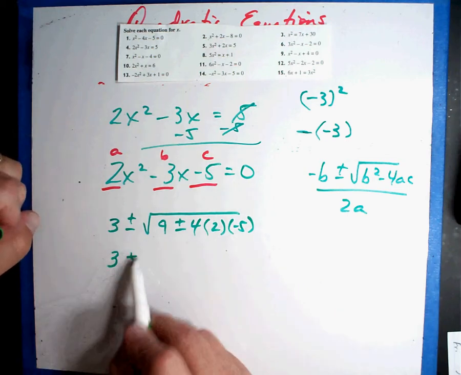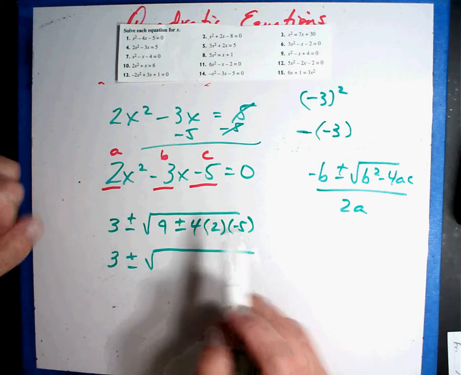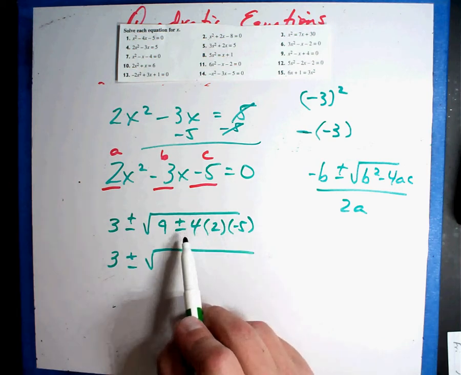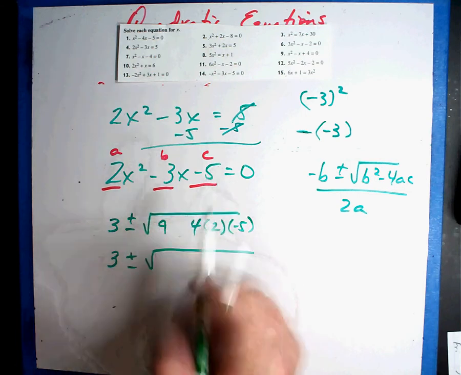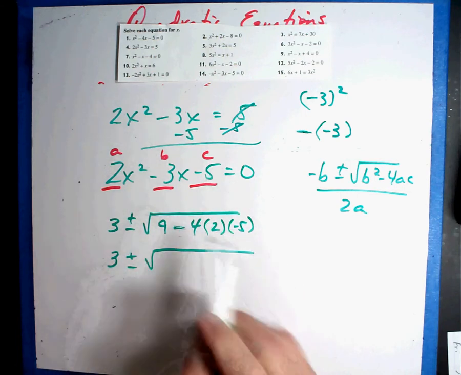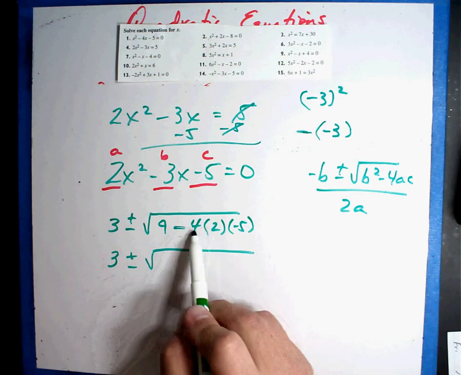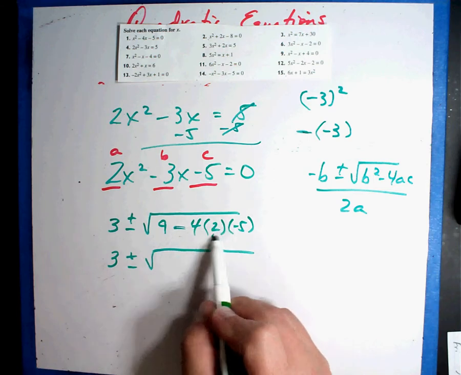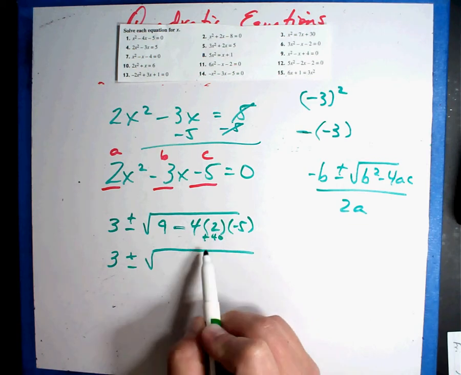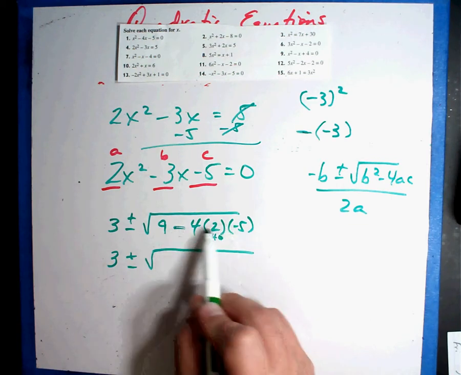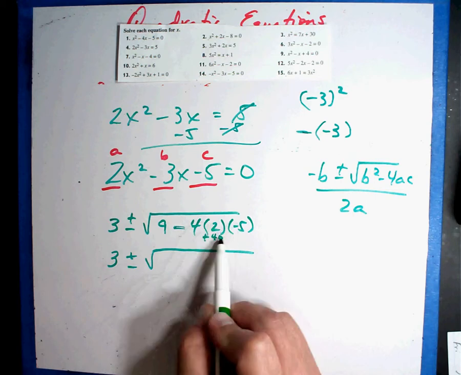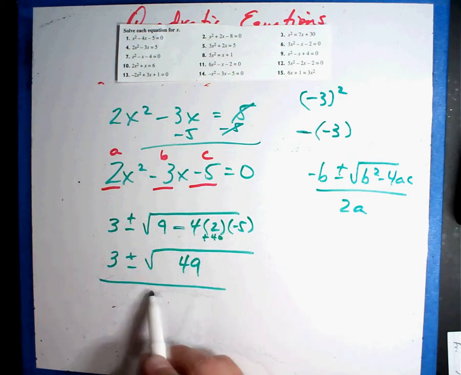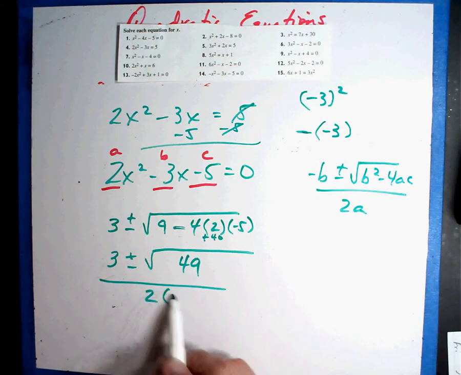3 plus or minus the square root. We're just going to fix this real quick. Oops, I put a plus or minus. That's a mistake, I'm sorry. That should be a minus. Minus 4 times 2 is minus 8 times 5 is plus 40. One more time: minus and minus is a plus. 4 times 2 is 8 times 5 is 40. That's 49. 49 divided by 2 times a, which is 2.